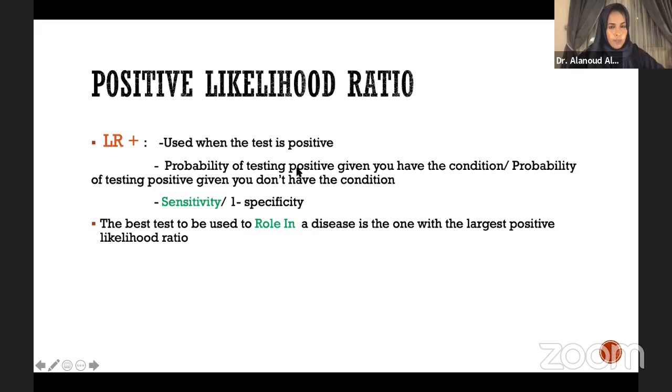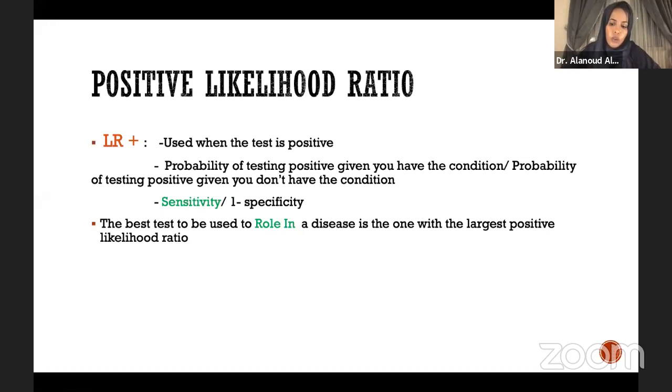And I think this numerator is familiar to us. The probability of testing positive, given you have the condition, this is sensitivity. While over the probability of testing positive, given you don't have the condition, this is 1 minus specificity. So positive likelihood ratios are best used when you want to rule in the disease. It's exactly like the sensitivity.